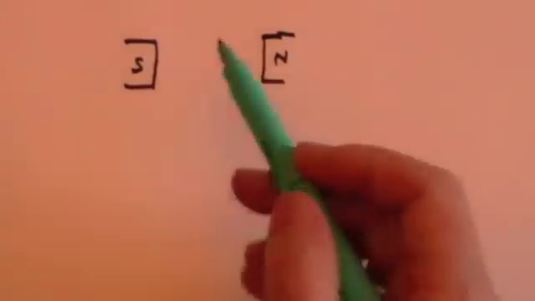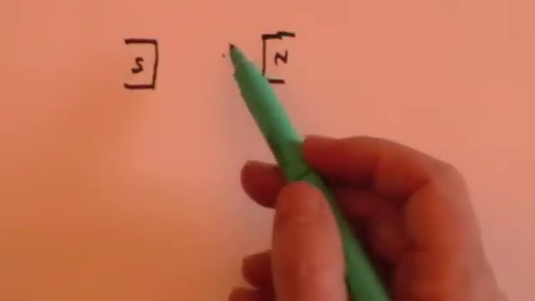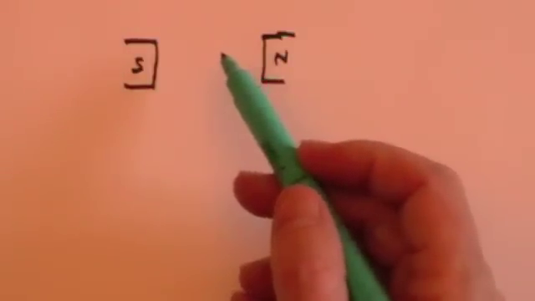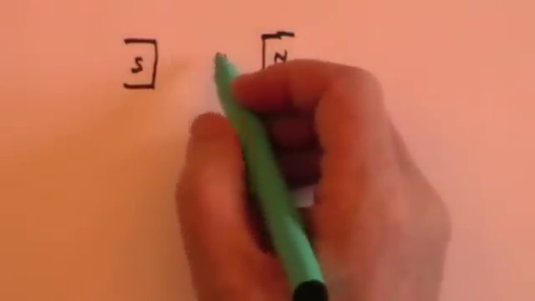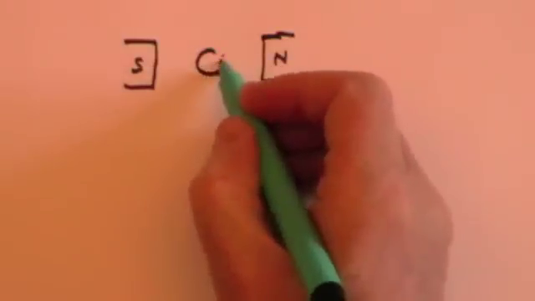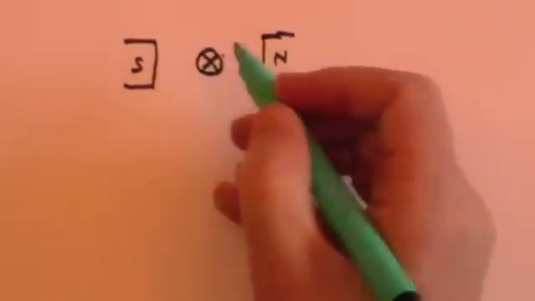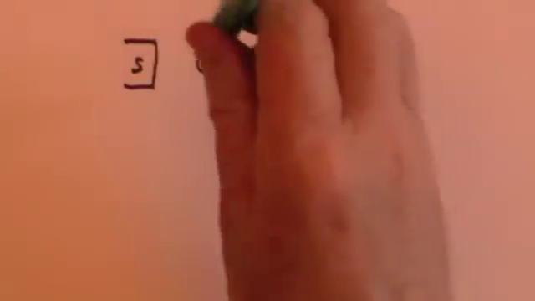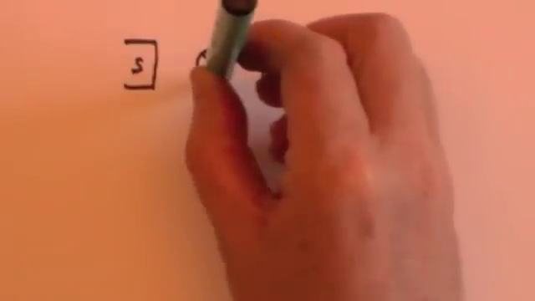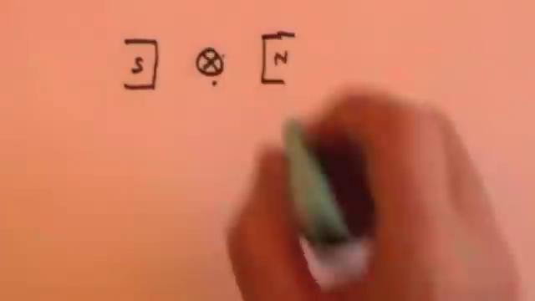So it's essentially coming up out of the paper, and my current is going to flow into the paper. If the current is flowing into the paper, we represent it as a cross. That means that the current is going away from me into the paper. The wire is going into the paper like this. The field lines, of course, go round.